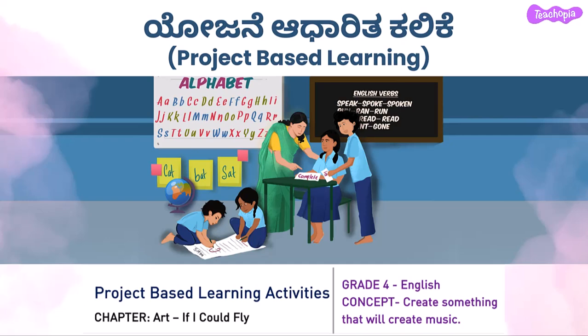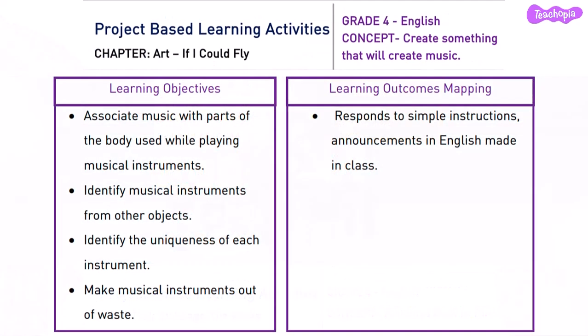This video addresses the PBL for the chapter of If I Could Fly. For the concept, create something that will create music for grade 4. Here are the learning objectives and the learning outcomes mapped to this PBL.